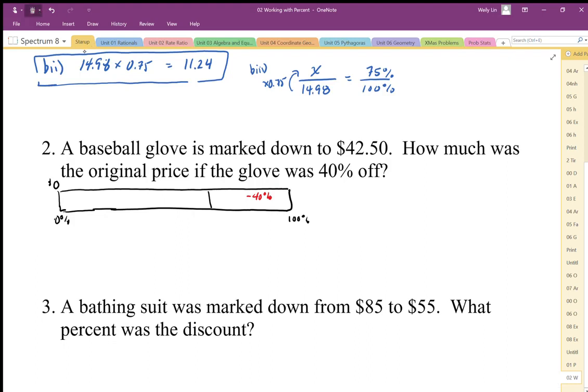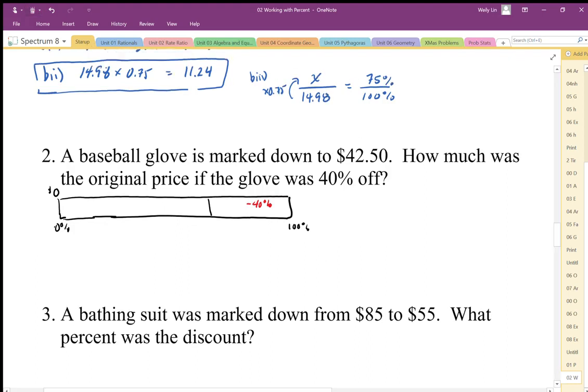And the $42.50 is going to be fitting right in there. So $42.50. And this is the amount of money that we're trying to figure out, the original price. So if I discount 40%, this represents my 60%.